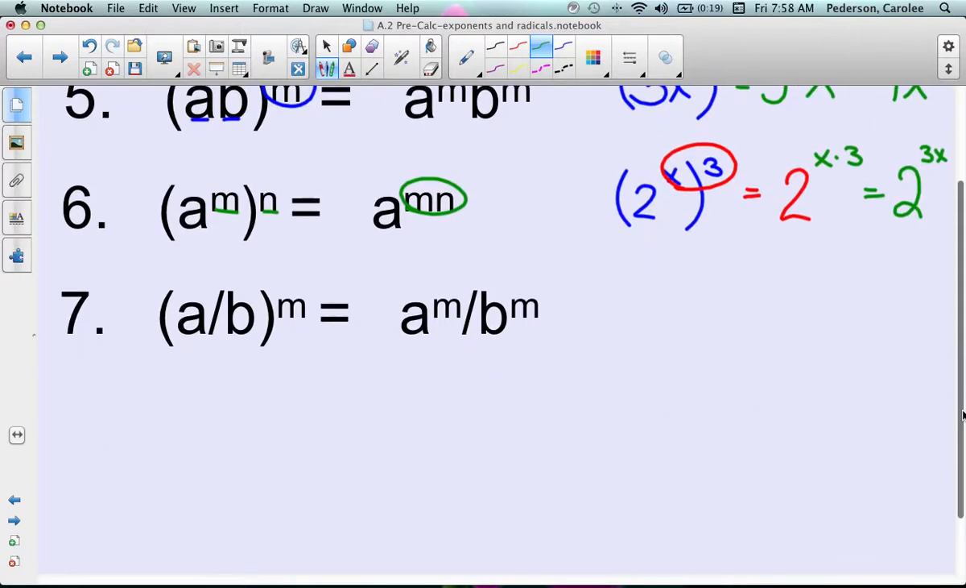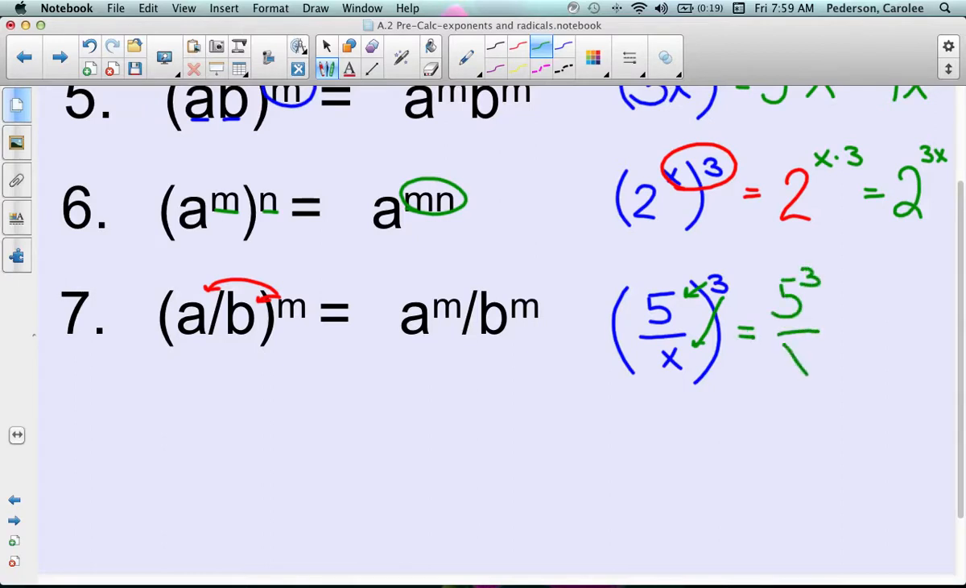Our last property is very similar to property 5, where we have a fraction. We can distribute this into both pieces. An example would look like this. What you do is you distribute that 3 to both pieces. So it looks like 5 to the third over x to the third. So 5 times 5 times 5 is 125. X times x times x is still just x cubed.